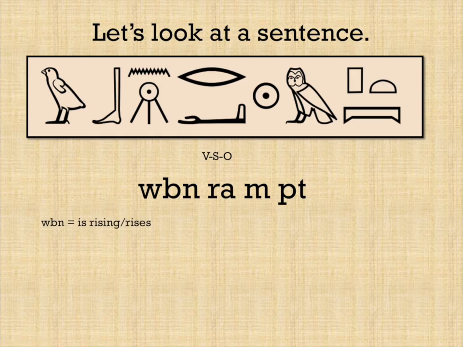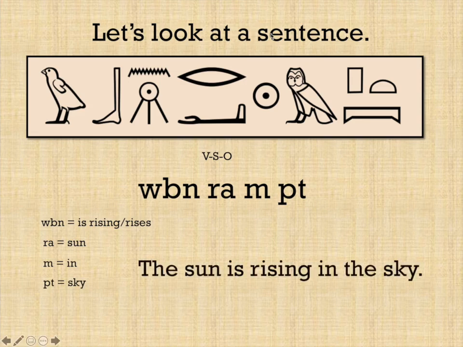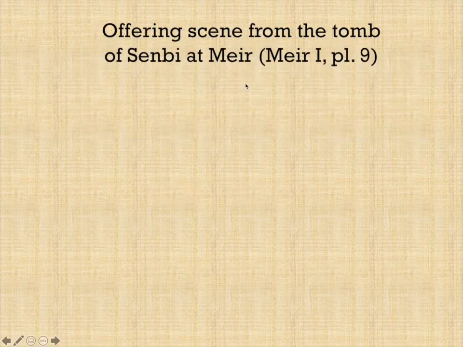Weben means is rising or rises. Ra is the sun. M means in. And pt means sky, or pet means sky. So we have the sun is rising in the sky. Is rising, the sun, in the sky. Now this is an example sentence that we find in standard textbooks to get us started with being able to read Egyptian sentences, but let's take a look at one from an actual carving.